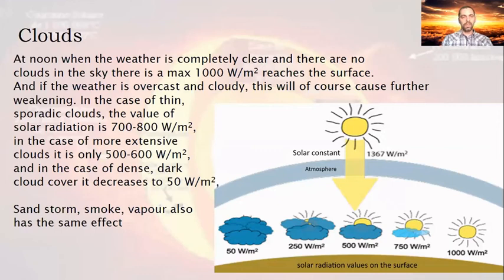In case of thin sporadic clouds, the value of solar radiation decreases to 700 to 800 watts per square meter. In the case of more extensive clouds, it is only 500 to 600 watts per square meter. And in case of dense dark cloud cover, it decreases to only 100 watts per square meter. But not only clouds, but sandstorm, smoke, vapor also have the same effect.